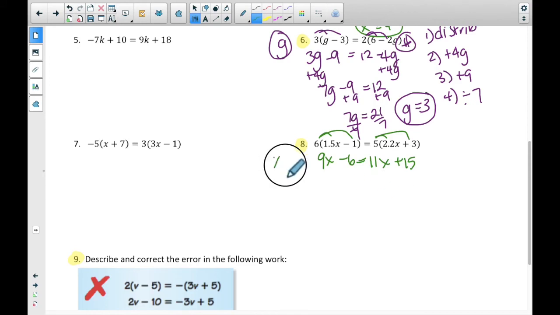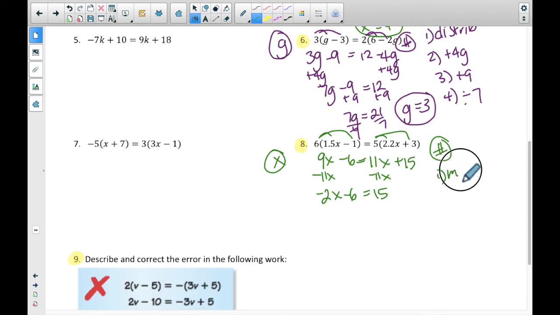Okay, I'm going to gather my x's over here, gather my numbers over here. So I subtract 11x. So my 11x drops off, my 15 comes down, my negative 6 comes down, and 9 minus 11x is negative 2x. Okay, so first step was to move the x. Second step is to move the numbers.